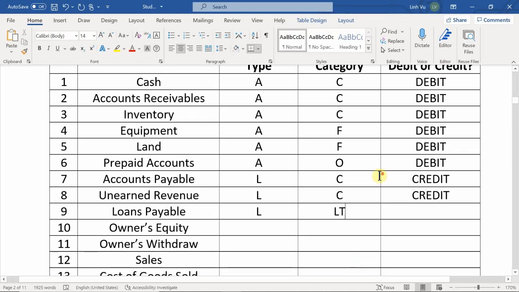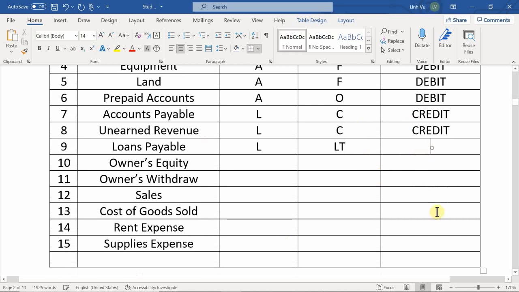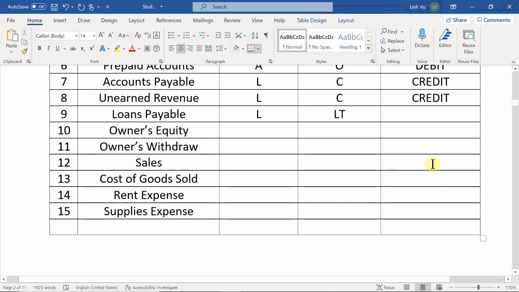Okay. And so what kind of account balance would this have? A debit? No. Okay. It's a liability. If you're going to owe somebody money and increase your loan, it would most likely be a credit balance.